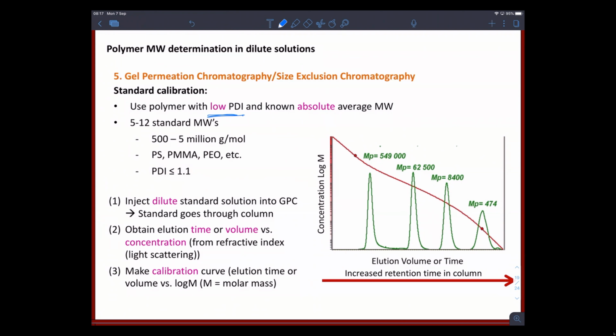There are lots of different standard molecular weights that you can use. It says 5 to 12 there, but I imagine this is expanded now to quite a few different standards. They vary from 500 to 5 million grams per mole. And those are beads, such as polystyrene, polymethyl methacrylate, PEO, polyethylene oxide. And the PDI of those is less than 1.1, so you know that they are pretty narrow.